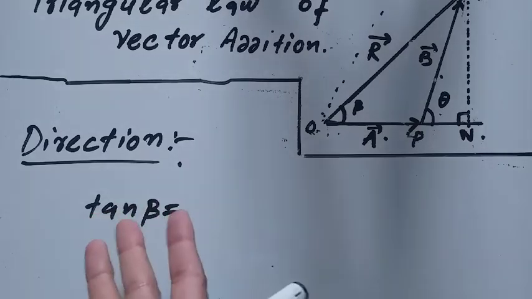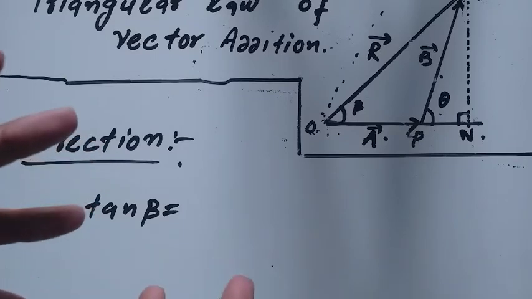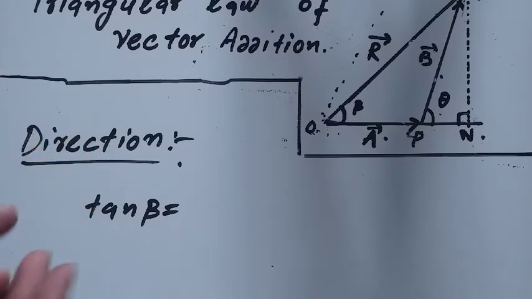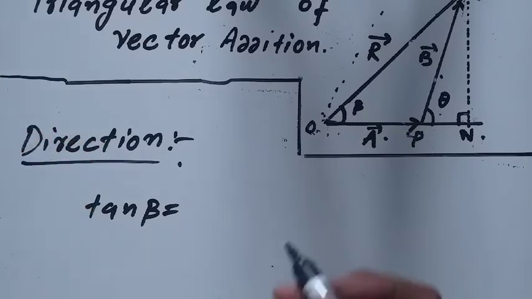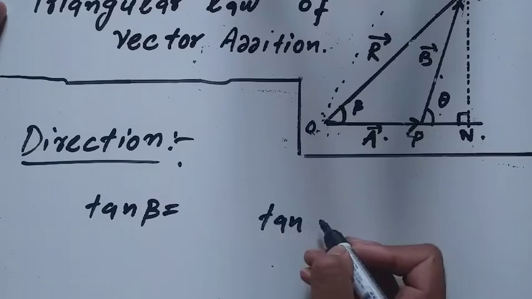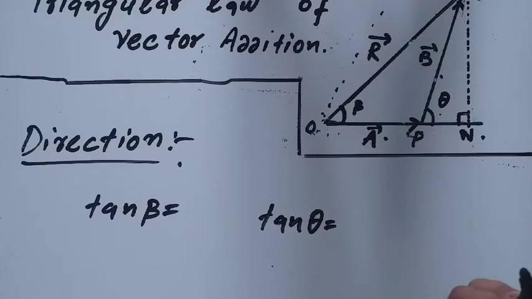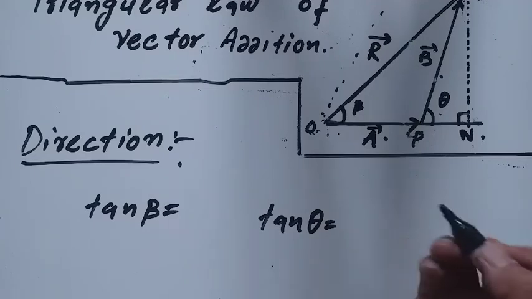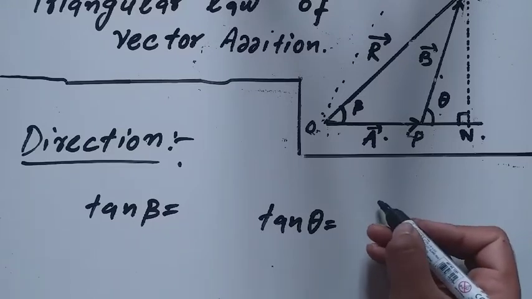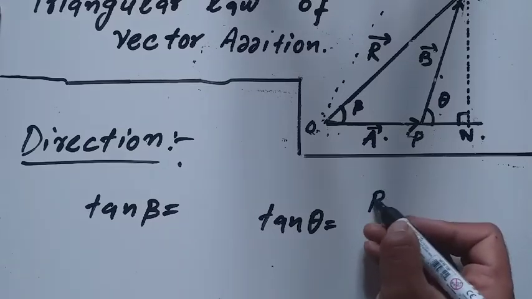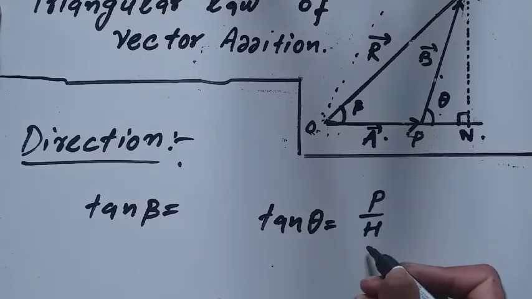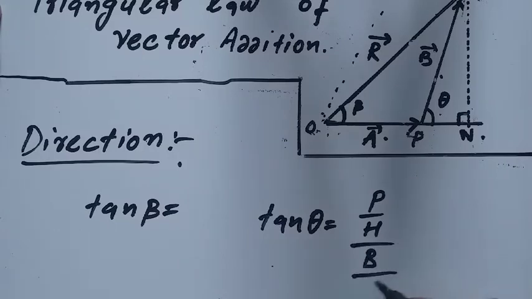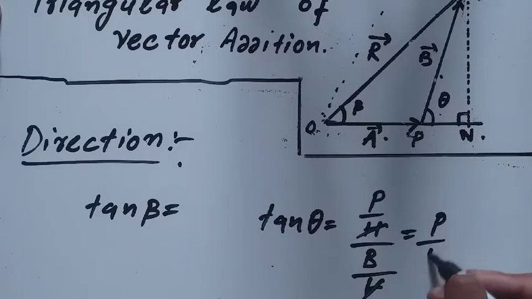Why do I use this tan, when we have sine as well as cos? Because we know that tan theta is equal to sine divided by cos theta. Sine is equal to perpendicular divided by hypotenuse, and cos is equal to base divided by hypotenuse. Hypotenuse will cancel, that is perpendicular divided by base.